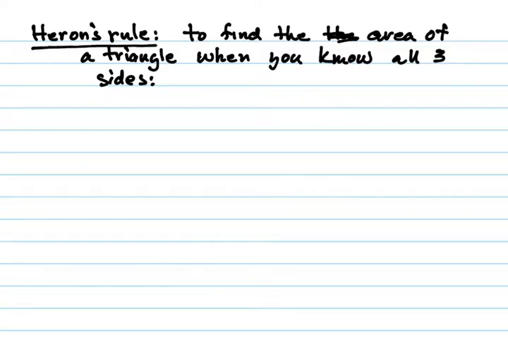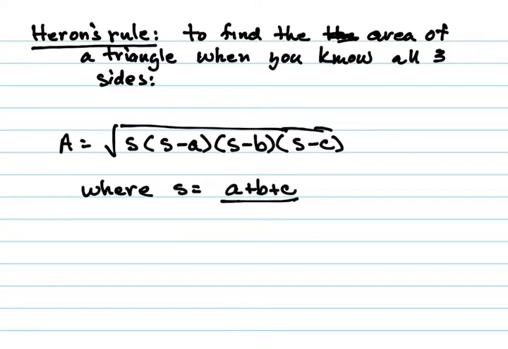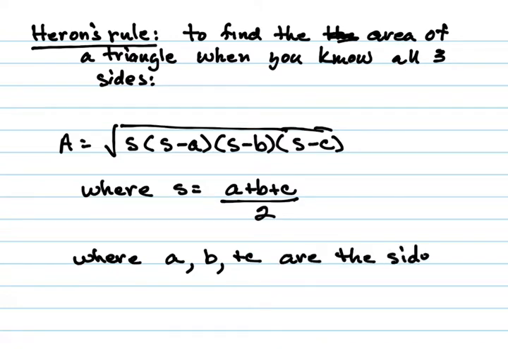And here is the formula. Area equals the square root of S times (S minus A) times (S minus B) times (S minus C), where S is equal to (A plus B plus C) divided by 2, and A, B, and C are the sides of the triangle.